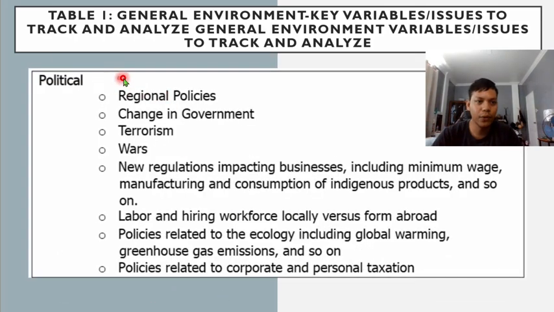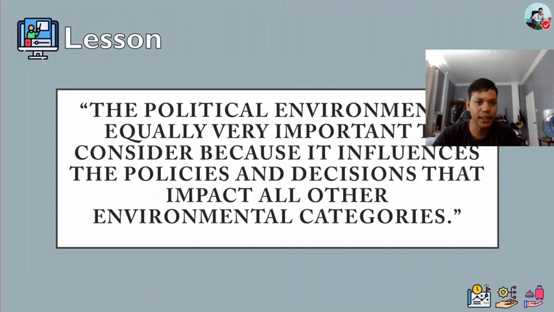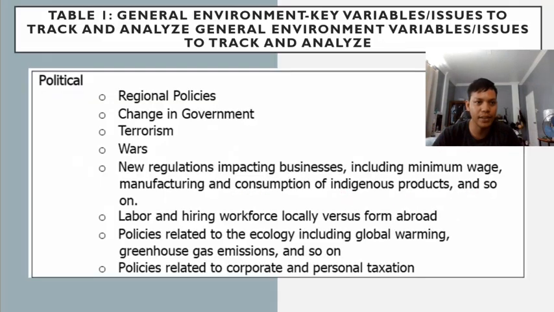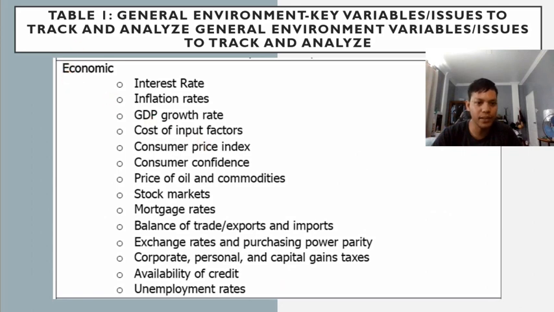Now, this is not only for political. Again, the political environment is equally very important. Why? Because it also influences the policies and decisions that impact all other environmental categories. That is why we also consider not just the political, but also the economic. The interest rate, okay? So if there's a policy on the interest rate, the inflation rates, GDP, gross domestic product growth rate, so the government, or the political environment, is also influencing the economic part.